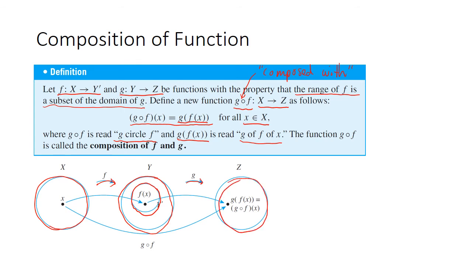So if you think of the composition as being like a shortcut of that process, it takes you through both of those functions. So you go from little x to f of x, and then from f of x to g of f of x, and then the composition function just kind of shortcuts that and goes straight from x to z. Okay, so let's do some examples.